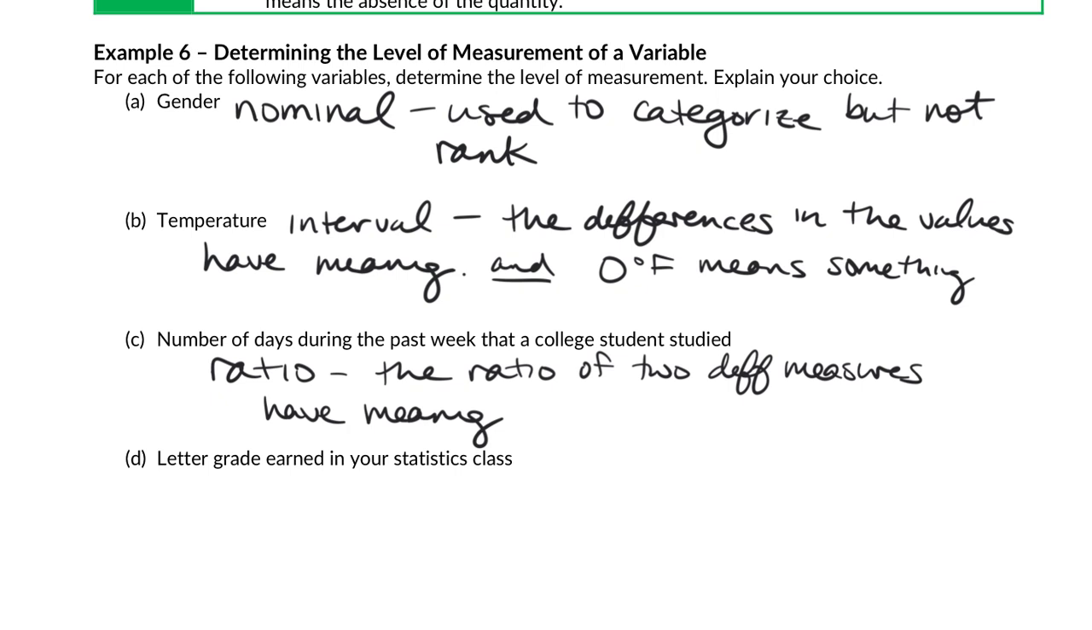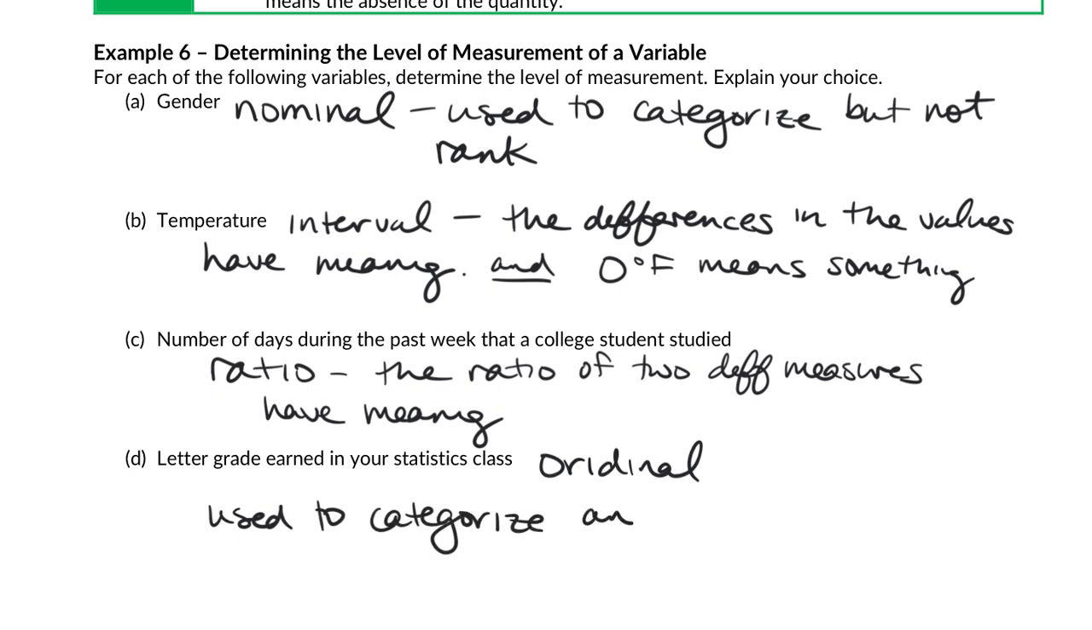Now what about the last one? The letter grade earned in your statistics class. Nominal, ordinal, interval, or ratio? Ordinal. Now why would this one be ordinal? Because it's ranked. Very good. It's used to categorize and rank. And it doesn't make it into the interval category because if we subtracted an A minus a B, does that mean anything? No, so the differences or the ratio don't mean anything, so we don't make it into the interval or ratio level of measurement.